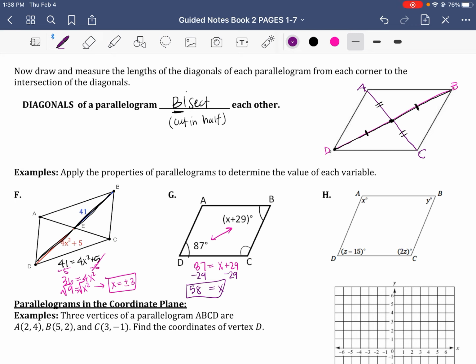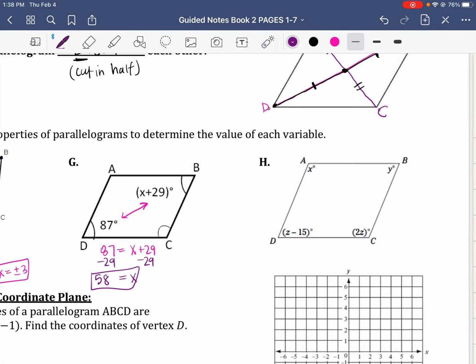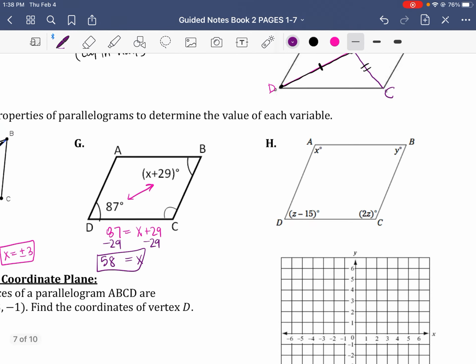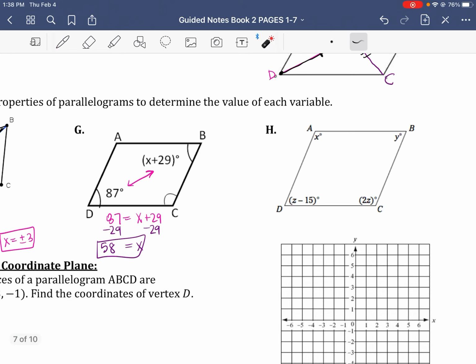All right, last one here. H, we've got A, B, C, D. And notice there's some things we know. I'm going to zoom in just a little bit. In relation to this, we know that opposite angles are going to be equal. But if I set x equal to 2z, I'm going to have an x and a z, and I don't really know how to solve that. Same thing if I do these two. So the idea here is you want to choose the ones that have the same variable.